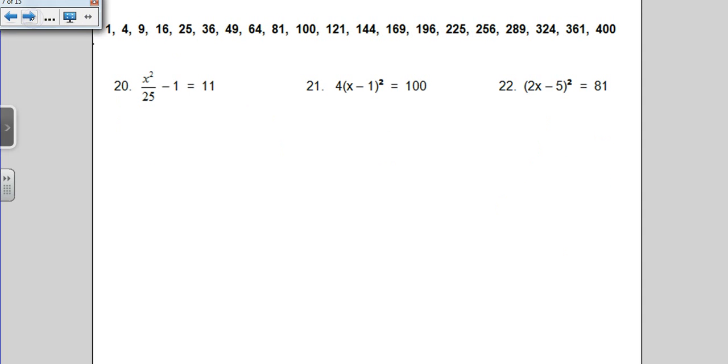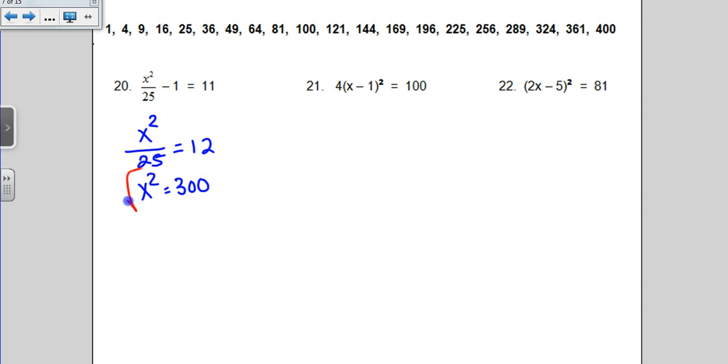Alright, moving on. Some more practice here for us. Number 20, we're going to add the 1 to both sides and get x squared over 25 equals 12. Now to get rid of the divide by 25, I'm going to multiply by 25 on both sides, and we're going to get x squared equals 300.